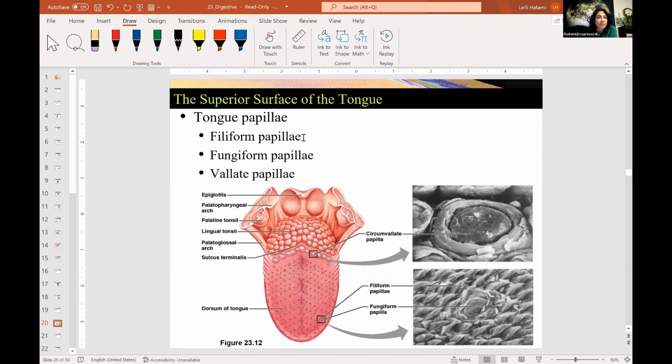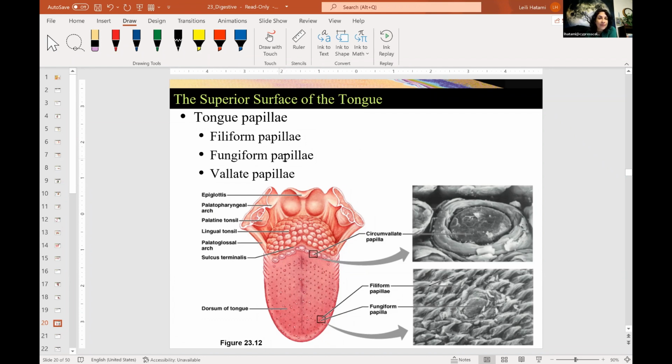So we have filiform papillae, which are the most abundant papillae in our tongue, then the fungiform papillae, which are mushroom shaped, and the vallate papillae, of which we have about 8 to 10, found between the anterior two-thirds and posterior one-third of the tongue. The filiform papillae are found everywhere; they are the smallest and the most abundant.